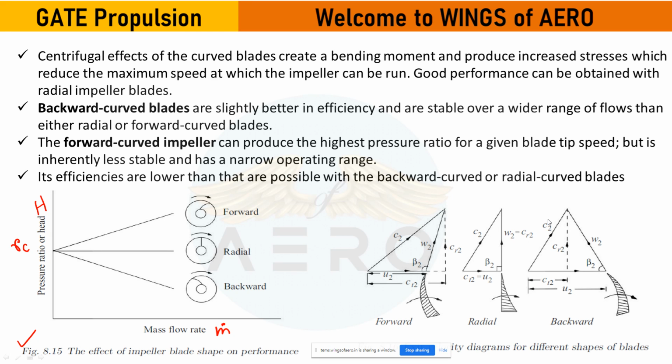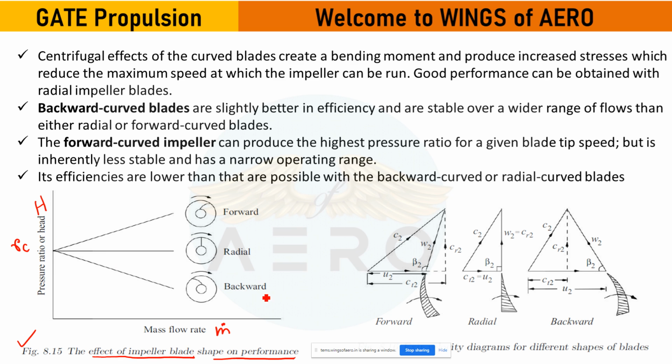Right. So we will see the performance criteria of the backward curved blade, radial blade and the forward curved blade. So we will see how these things vary with each other. Now first we will see the effect of impeller blade shape with respect to the performance. When we talk about performance in a centrifugal compressor, we will see the relation between the mass flow rate and the pressure ratio or the head.